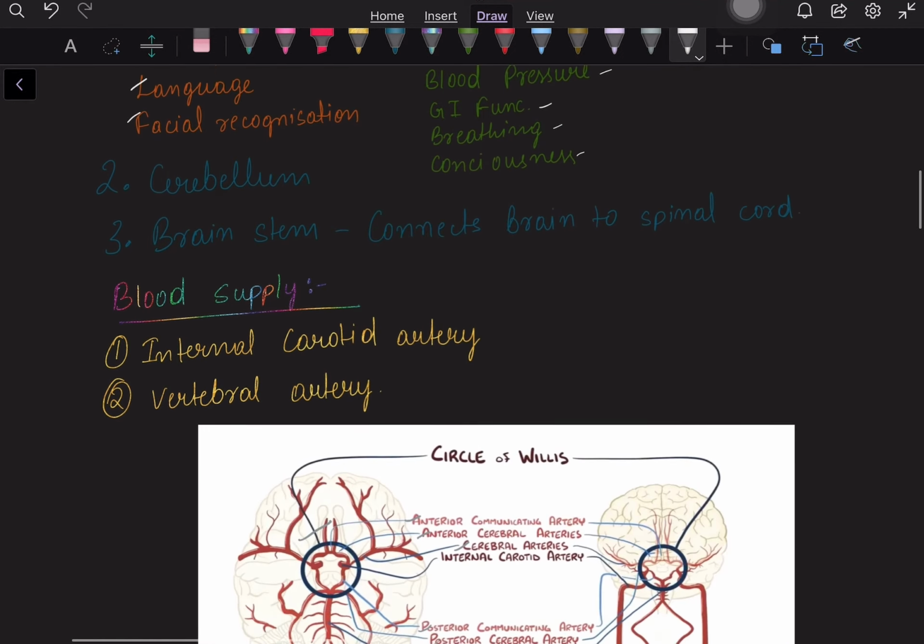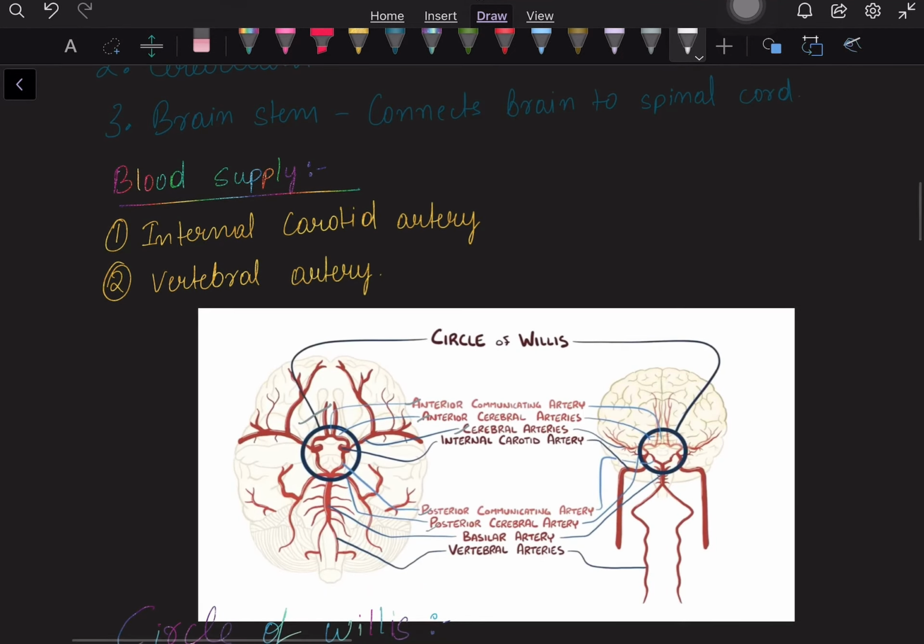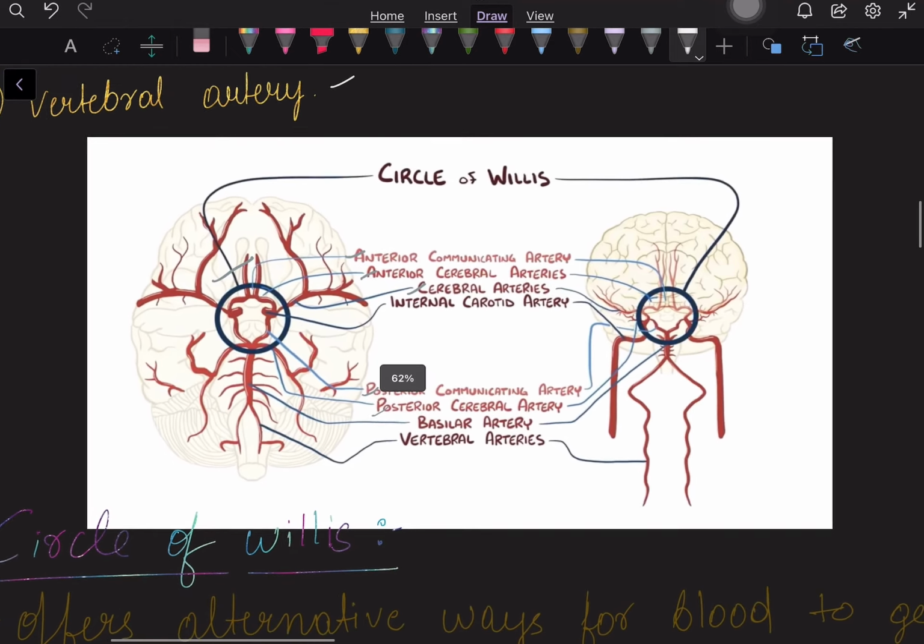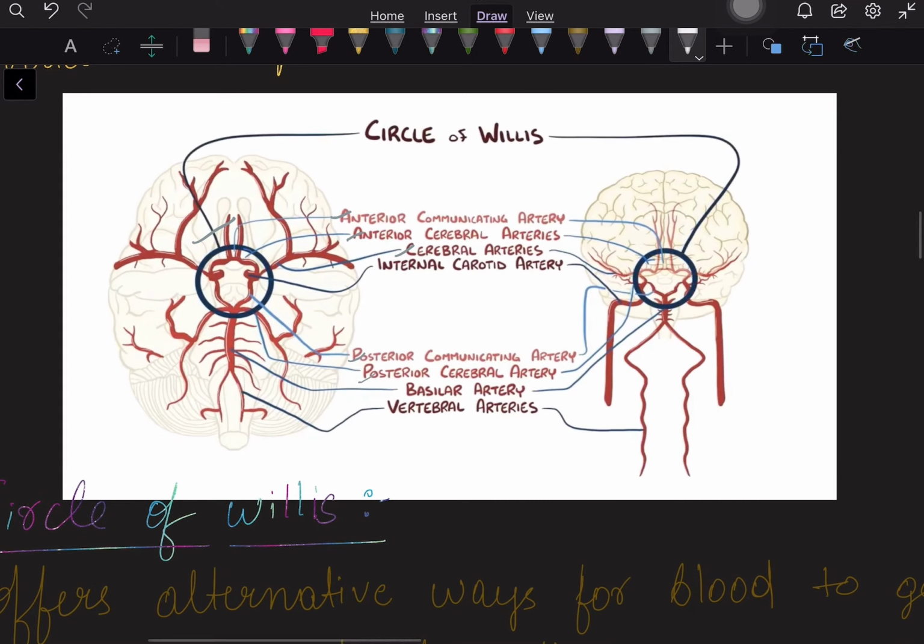The blood supply of the brain. The brain receives blood from two main arteries, that is the internal carotid artery and the vertebral artery. The vertebral artery again has some sub-branches or communicating arteries, that is the basilar artery, the posterior cerebral artery and the posterior communicating artery.